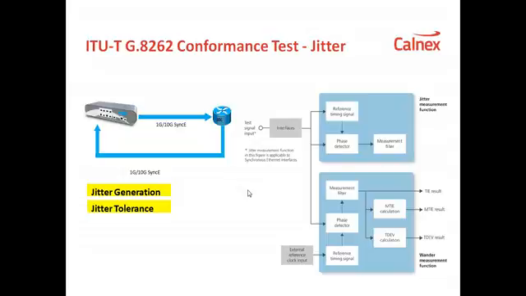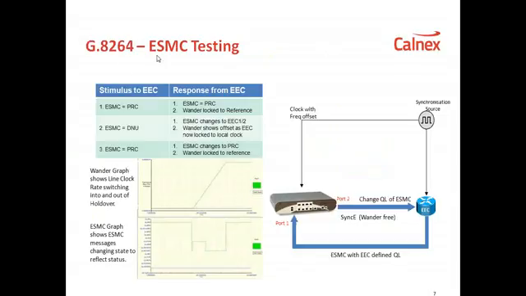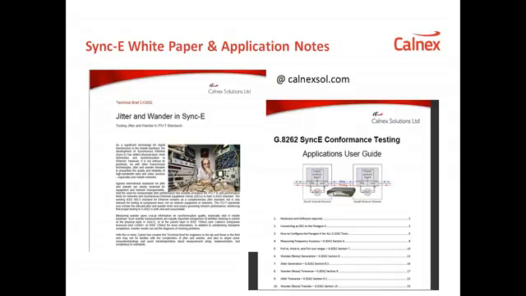And remember, the other aspect that needs to be tested is the Ethernet Synchronization Messaging Channel, ESMC, and again, the Paragon X product is able to generate and monitor ESMC while at the same time measuring the performance of the clock by way of wander measurements. So the wander, jitter, and ESMC tests are all specified in more detail in the application notes available at calnexsol.com. So please download this, and this is a step-by-step guide to performing synchronous Ethernet conformance testing.